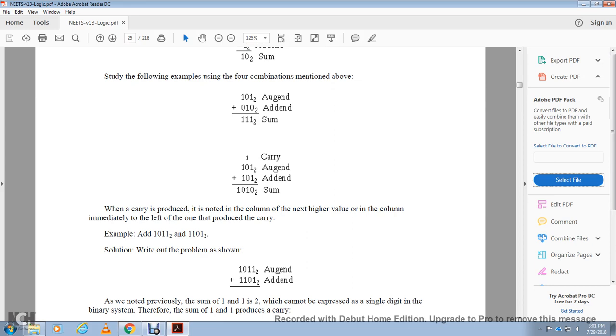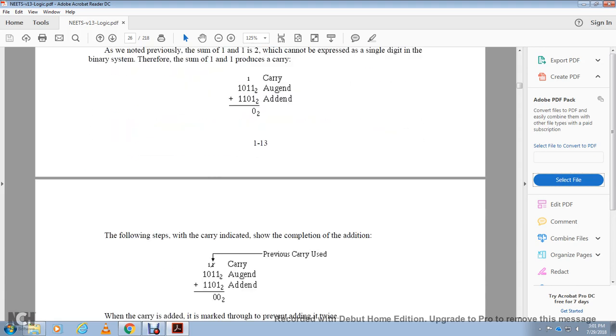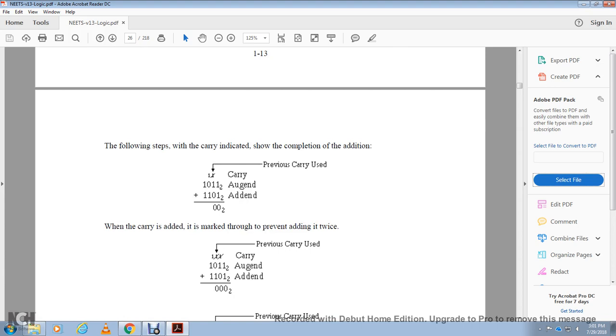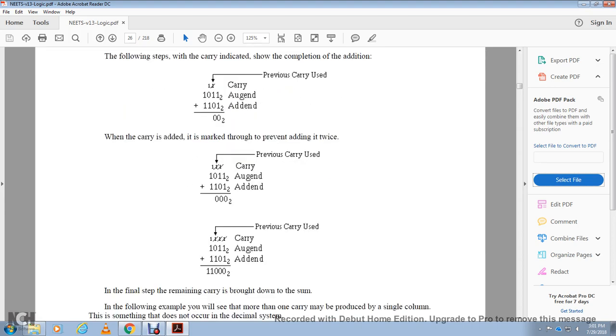As we noted previously, the sum of 1 and 1 is 2, which cannot be expressed in a single digit in the binary system. Therefore, the sum of 1 and 1 produces a carry. You get a carry of 1. The following steps show the completion. When the carry is added, you have 11. You carry the 1 over.